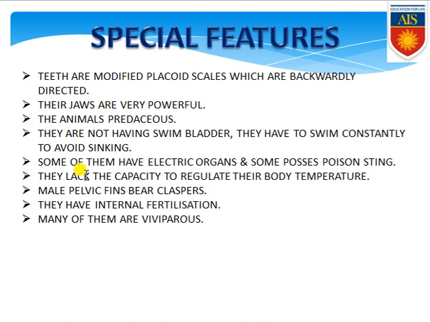Some of them have an electric organ and some have a poisonous sting also. So in the case of some of the fishes under this Chondrichthyes, you can see they have the electric organ by which they can produce electricity. As an example, the electric ray. And some of the fishes have a poison sting also.